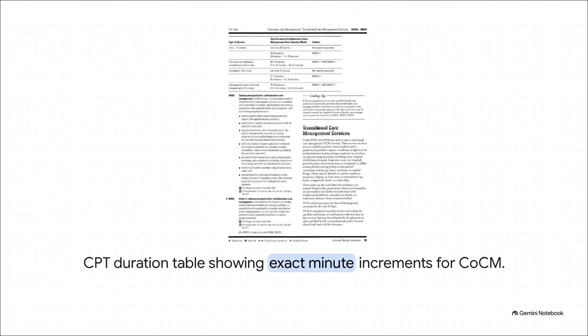You don't actually need to hit exactly 70 minutes to bill 99492. The magic threshold is crossing the midpoint. So, hitting 36 minutes is the absolute minimum required to even report that initial month code. If you only hit 35 minutes, nope, you can't report 99492. Precision in your time tracking is literally everything here.